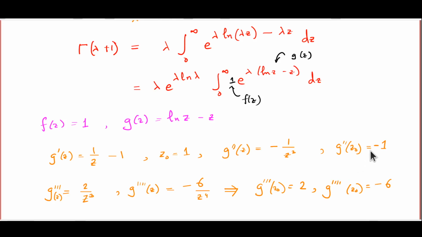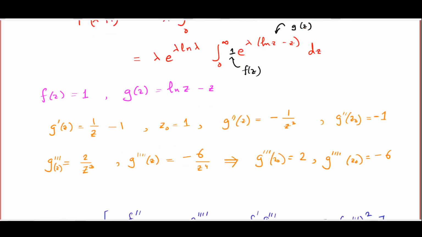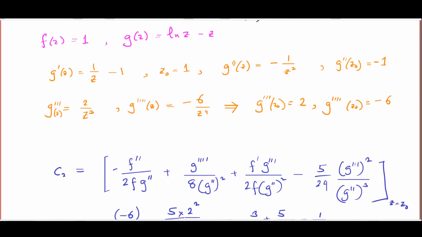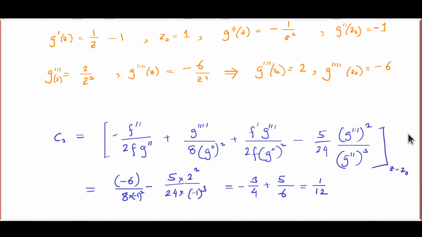It has to be negative at the peak. And then you can calculate the further derivatives, g triple prime, g fourth derivative, and so on. Using all these values, you can calculate C2 by substituting all these rather simple numbers into this rather large, formidable looking expression. The final result works out to be very simple.